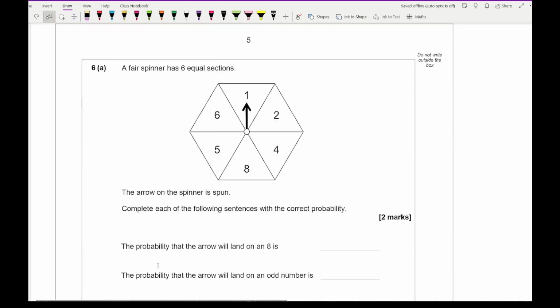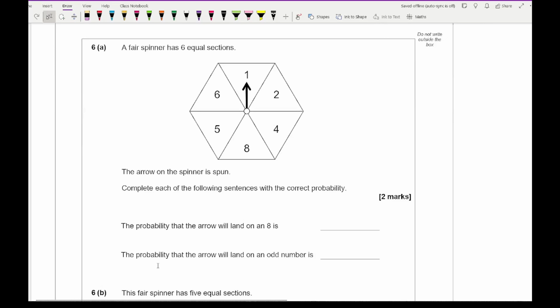Question 6a says a fair spinner has 6 equal sections. The arrow on the spinner is spun. Complete each of the following sentences with the correct probability. So the first one says the probability that an arrow will land on an 8 is, we've got one section which has an 8 out of 6, so it's going to be 1/6.